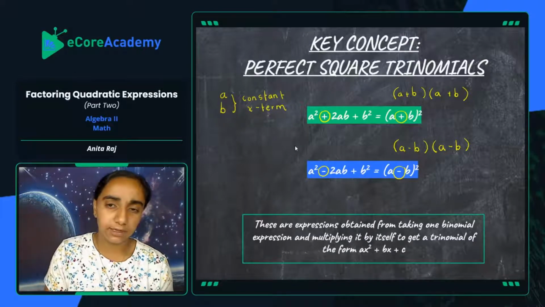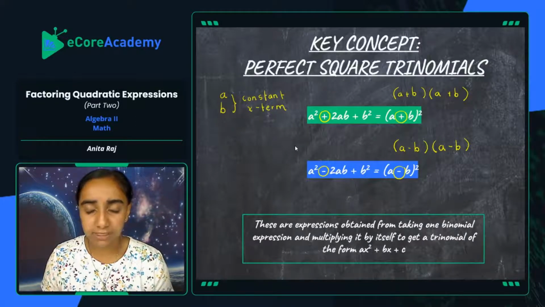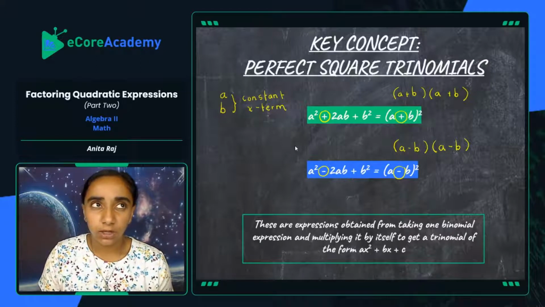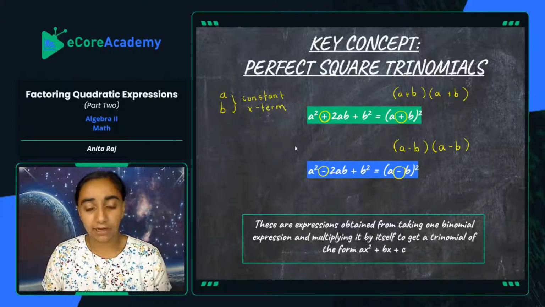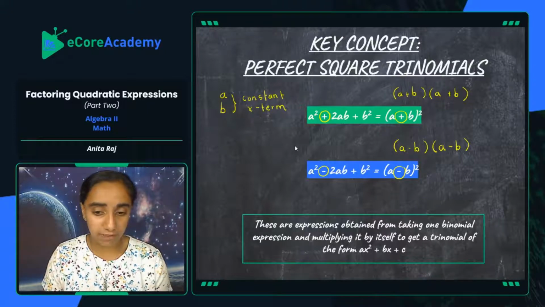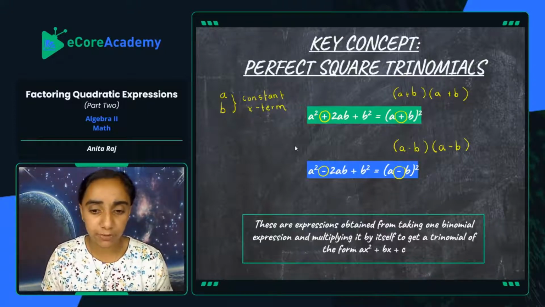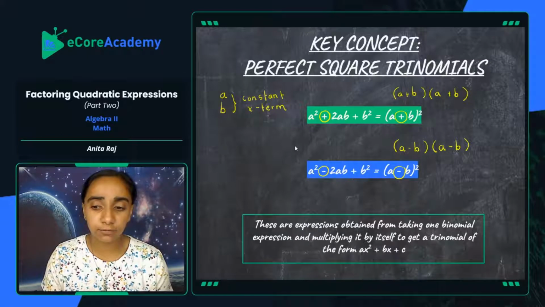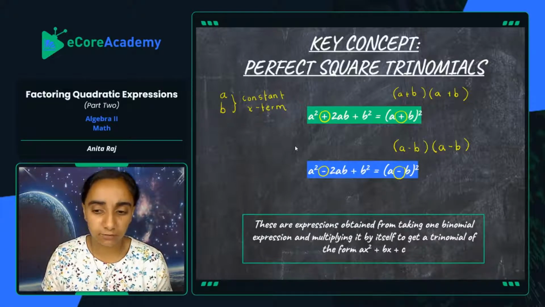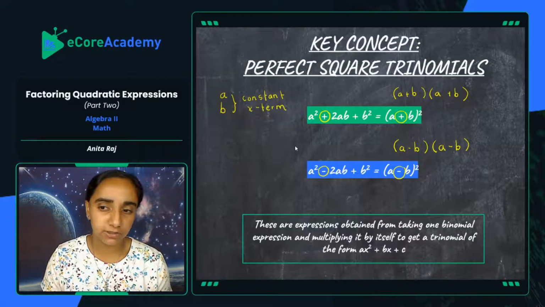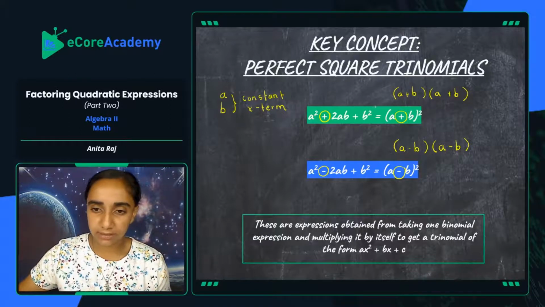And I just want to break down what perfect square trinomial means for a lot of you who understand concepts through breaking words down and understanding what different words mean. Let's do that right now. So perfect square trinomials are expressions obtained from taking one binomial expression and multiplying it by itself to get a trinomial of the form ax squared plus bx plus c. So what exactly does that mean? Well, let's look at the name perfect square trinomials. Let's break this down into two parts.